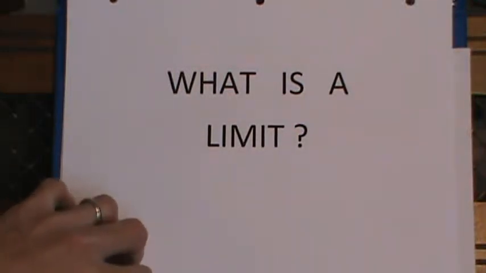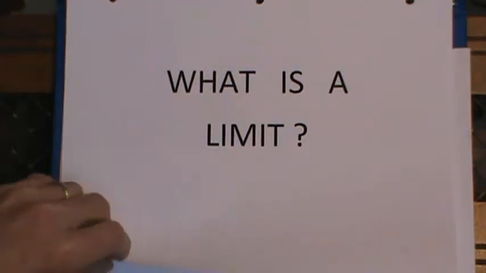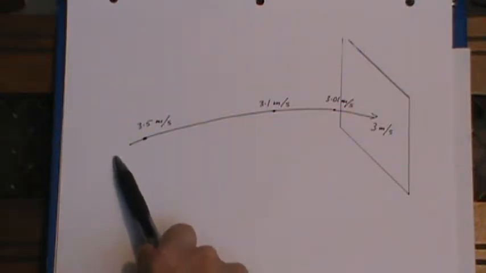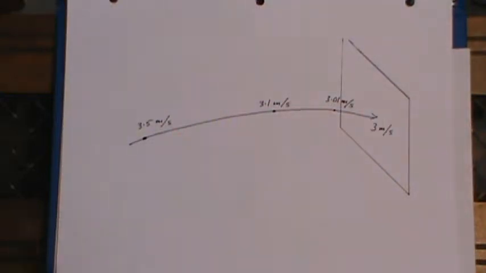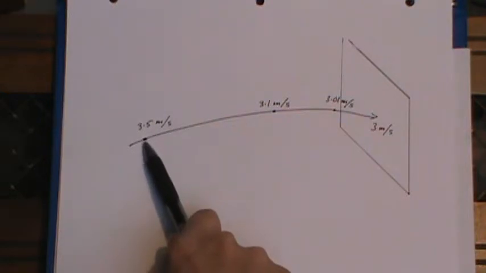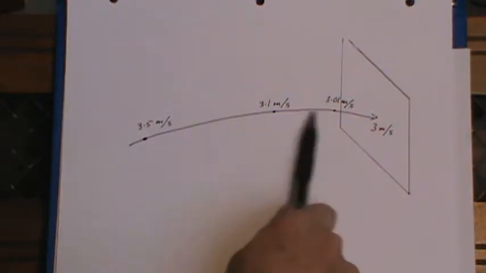In this video, I want to look at the question, what is a limit? And I'm going to start with an example. I want you to think of firing a spitball out through a classroom window. So you pull the ruler back here and you have the spitball on the end of the ruler and you fire it through the window.